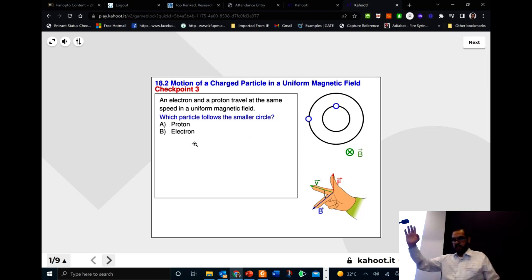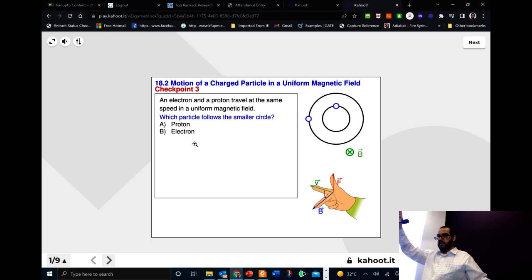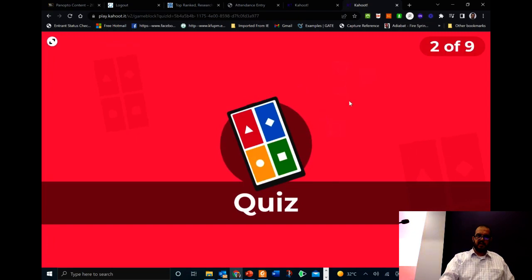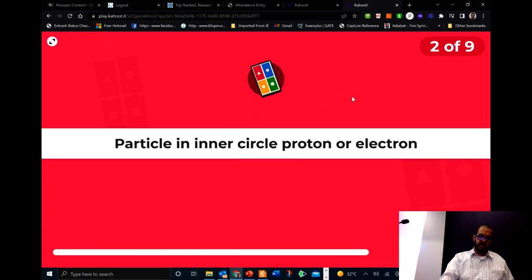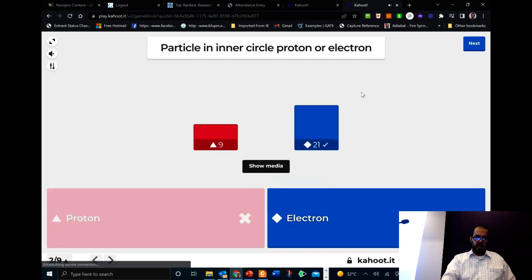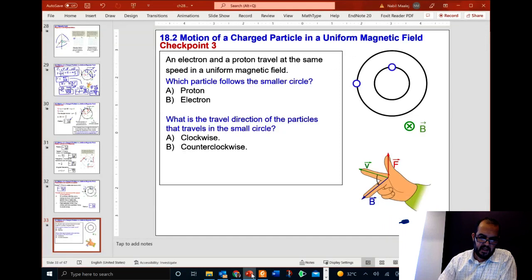Okay, finished? Raise your hand if you finished. Okay, so let me start the Kahoot. The red is proton and the blue is electron. Which one? All right, so we have 21 saying electron, which is correct, and 9 saying the proton. Let's see how we can determine that.